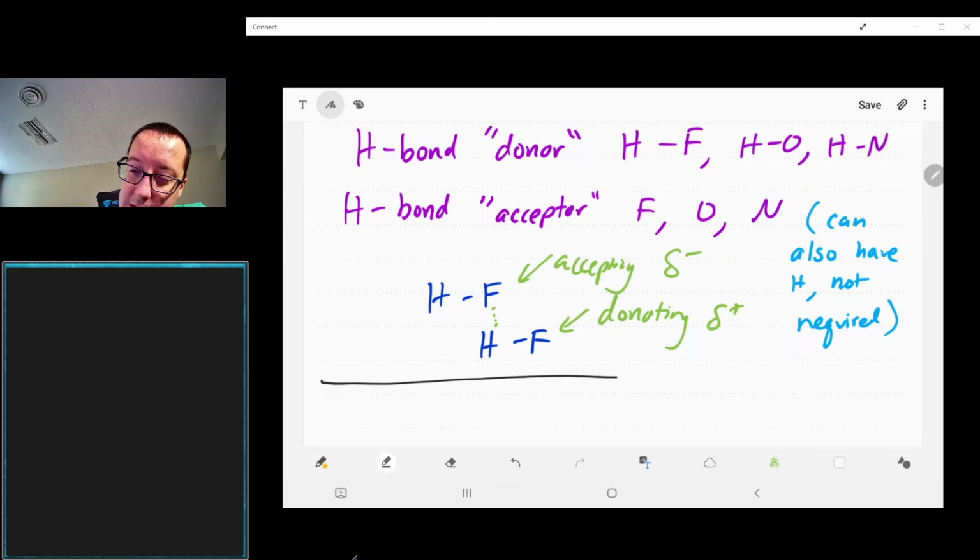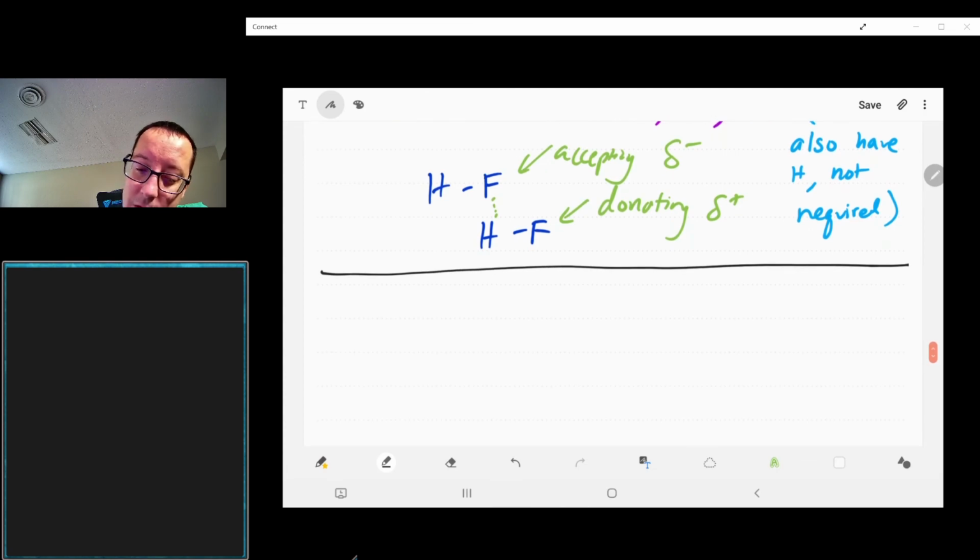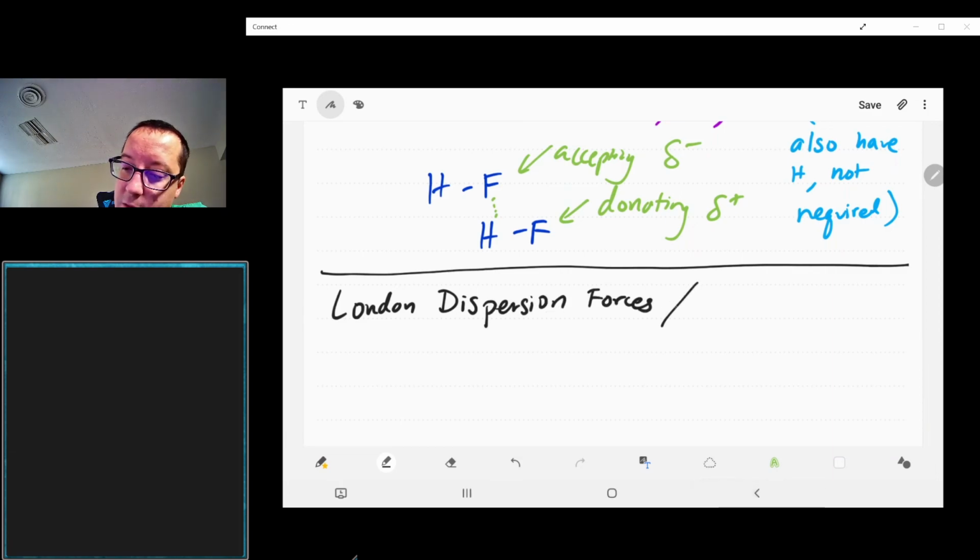So, in that case, we're going to go to our last one, which are going to be called London Dispersion Forces, also called van der Waals forces. They're the same name. I usually say London Dispersion, but you might see both of these names further on in chemistry, so they're the same thing.